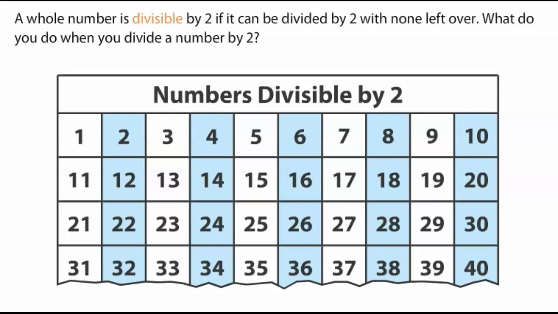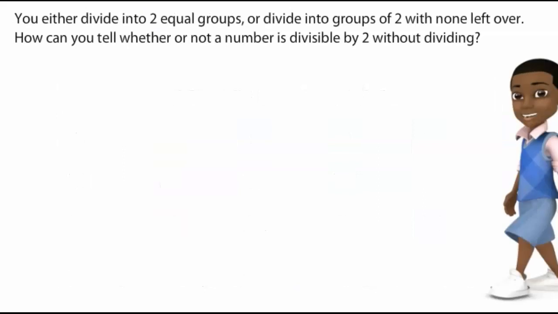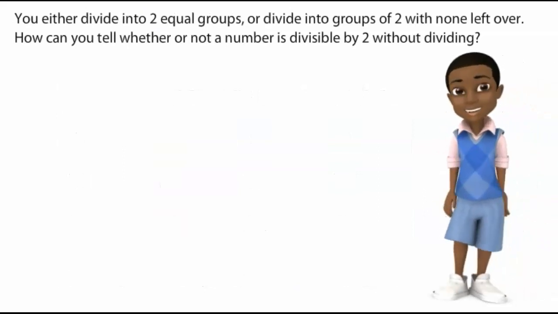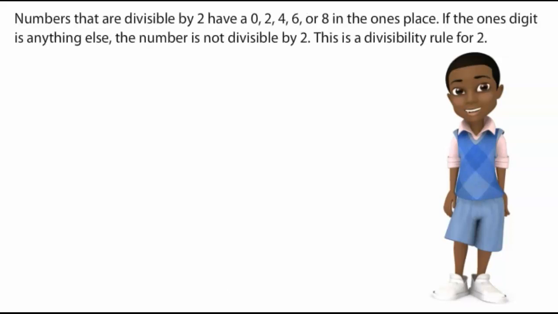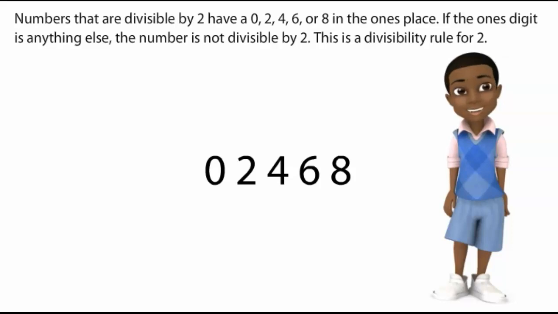What do you do when you divide a number by 2? You either divide into 2 equal groups or divide into groups of 2 with none left over. How can you tell whether or not a number is divisible by 2 without dividing? Numbers that are divisible by 2 have a 0, 2, 4, 6, or 8 in the ones place. If the ones digit is anything else, the number is not divisible by 2. This is a divisibility rule for 2.